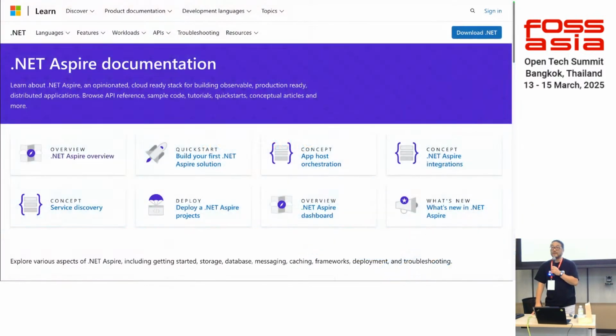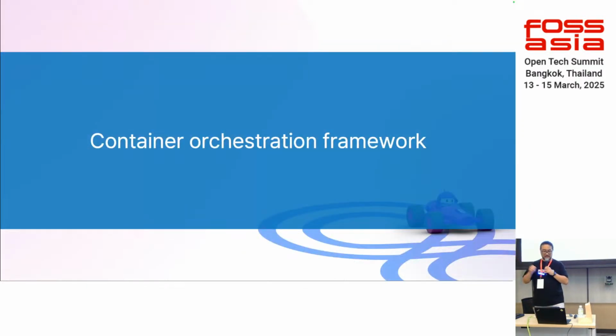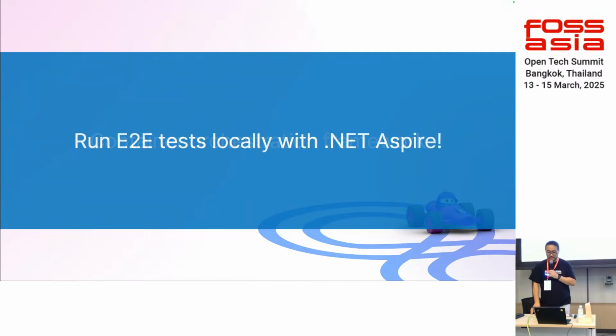So this is the .NET Aspire website, and this is open source from Microsoft. What .NET Aspire does is that it builds container images for us, and it orchestrates all the containers within a single application. So that's the container orchestration framework. Even if it is written in .NET, as long as you have applications running in different languages, as long as they are running in containers, .NET Aspire can take care of that. So we can also do end-to-end testing using .NET Aspire.